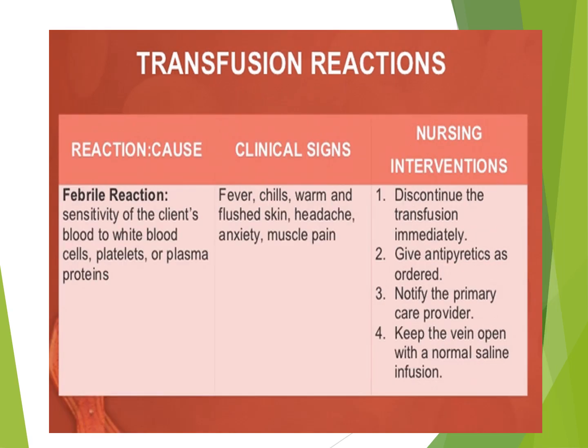Febrile reaction, again, this is sensitivity of the client's blood to the white blood cells, platelets, or plasma proteins. The patient will have fever, chills, warm and flushed skin, headache, anxiety, and muscle pain. So of course, stop the transfusion immediately. Give antipyretics as ordered, notify the primary care doctor, keep the vein open with normal saline infusion.